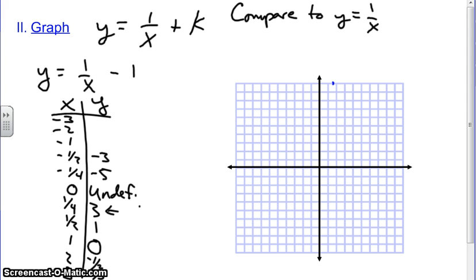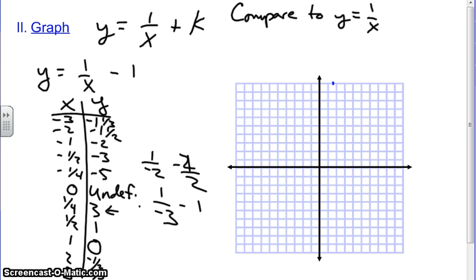1 over negative 1 is negative 1, minus 1 is negative 2. 1 over negative 2 is negative half, right? Negative half minus 1 is negative 3 over 2, or you could leave it as negative 1.5, right? How about negative 3? 1 over negative 3 minus 1 is negative 1 1/3.